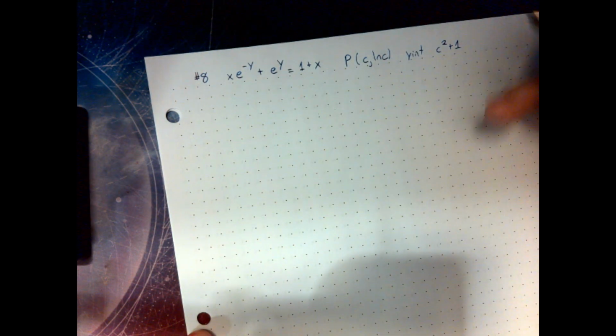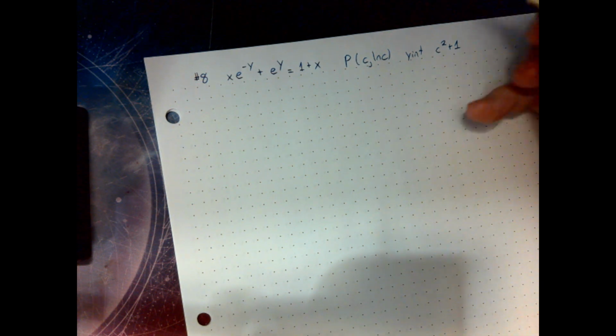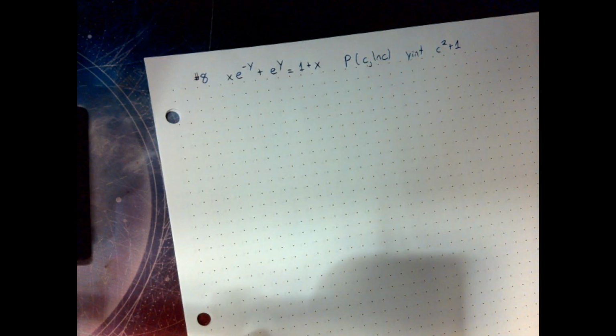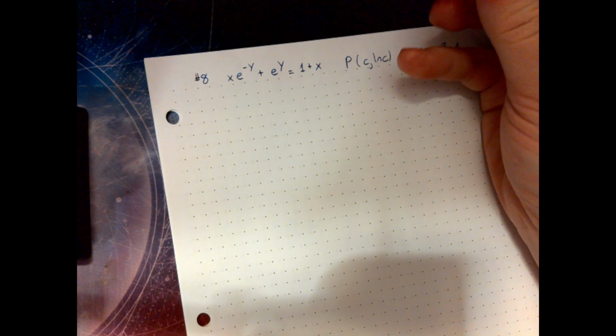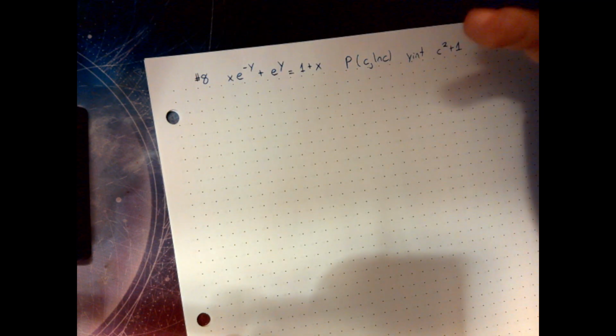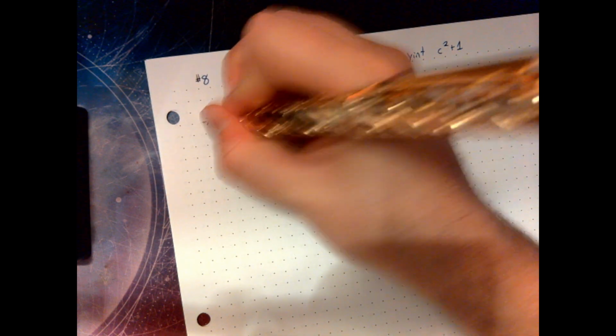So unfortunately for us, it's going to get a little messy because we have two things. We have implicit differentiation because I'm differentiating with respect to x, but my equation involves y. And we also have product rule, right? Because we have a multiplication over here. So first, let's differentiate implicitly.